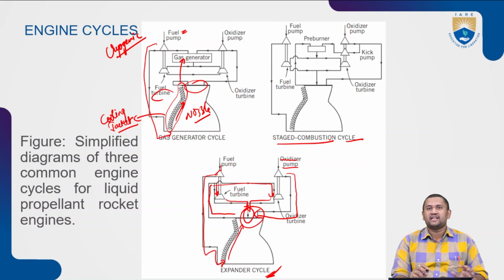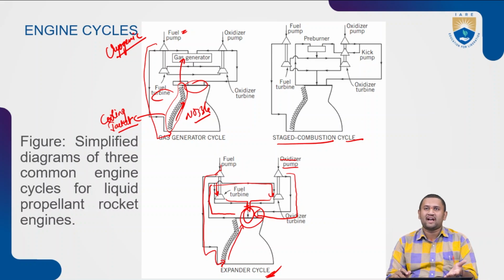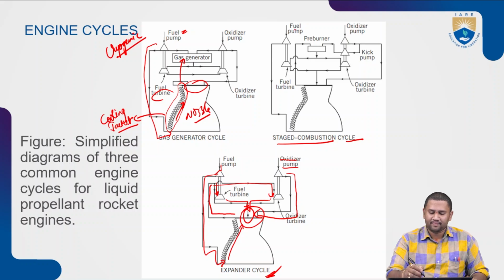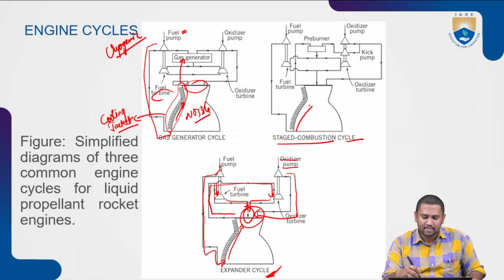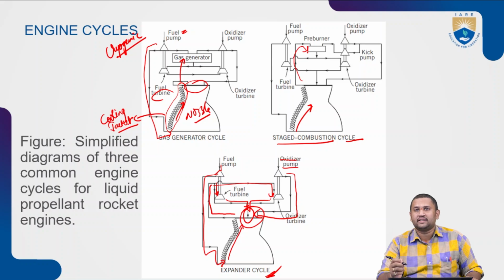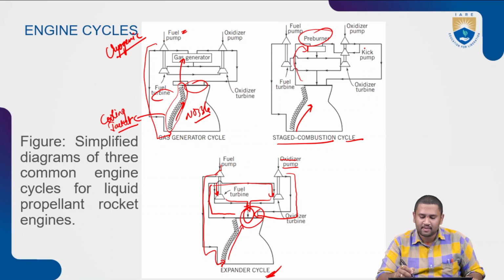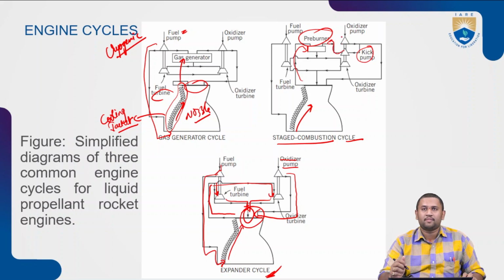This is a combination of the expander and the gas generator cycles, where the fuel from the fuel pump, upon expanding, is sent directly to the pre-burner. And from the oxidizer pump, we have a kick pump, particularly to step up the pressure, and send it to the pre-burner.